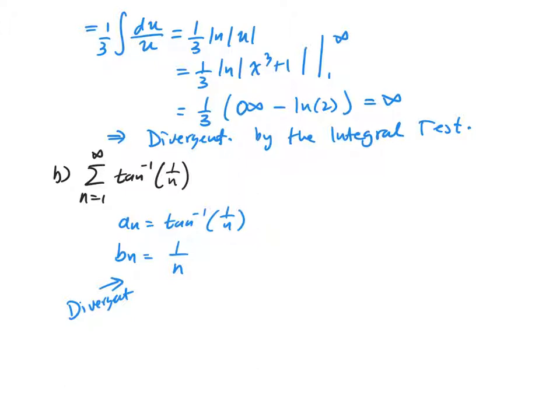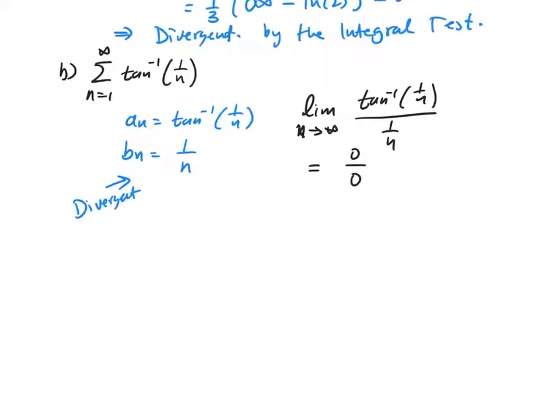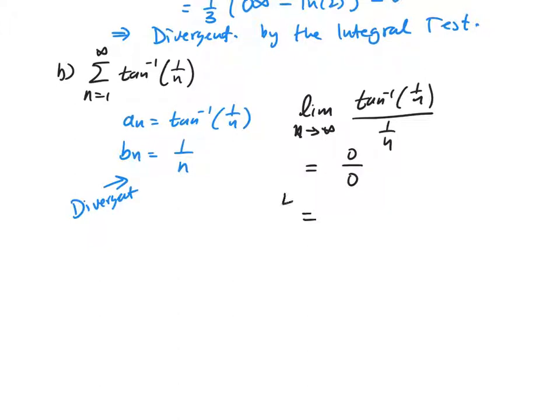So according to the limit comparison test, you take the limit as n goes to infinity of the ratio. On the top, the limit is 0, and on the bottom it is also 0, which means you can use L'Hopital's rule. So by L'Hopital's rule, this is the limit now as n goes to infinity of the derivative of the top divided by the derivative of the bottom.